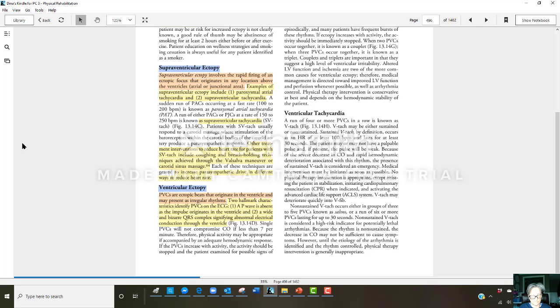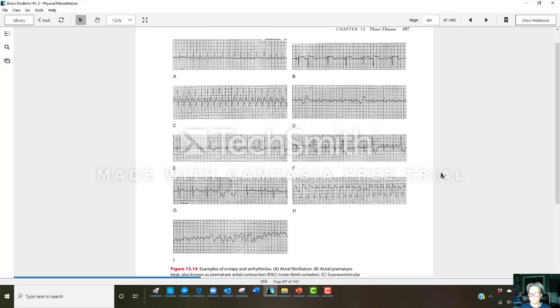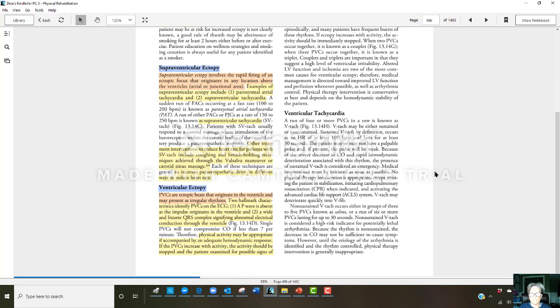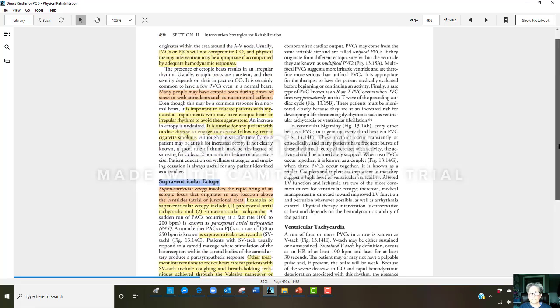Therefore, physical activity may be appropriate if accompanied by an adequate hemodynamic response. If the PVCs increase with activity, the activity should be stopped and the patient examined for possible signs of compromised cardiac output. PVCs may come from the same irritable site and are called unifocal PVCs. If they originate from different ectopic sites within the ventricle, they are known as multifocal PVCs. Figure 13.15a. Multifocal PVCs suggest a more irritable ventricle and are therefore more serious than unifocal PVCs. It is appropriate for the therapist to have the patient medically evaluated before beginning or continuing an activity.